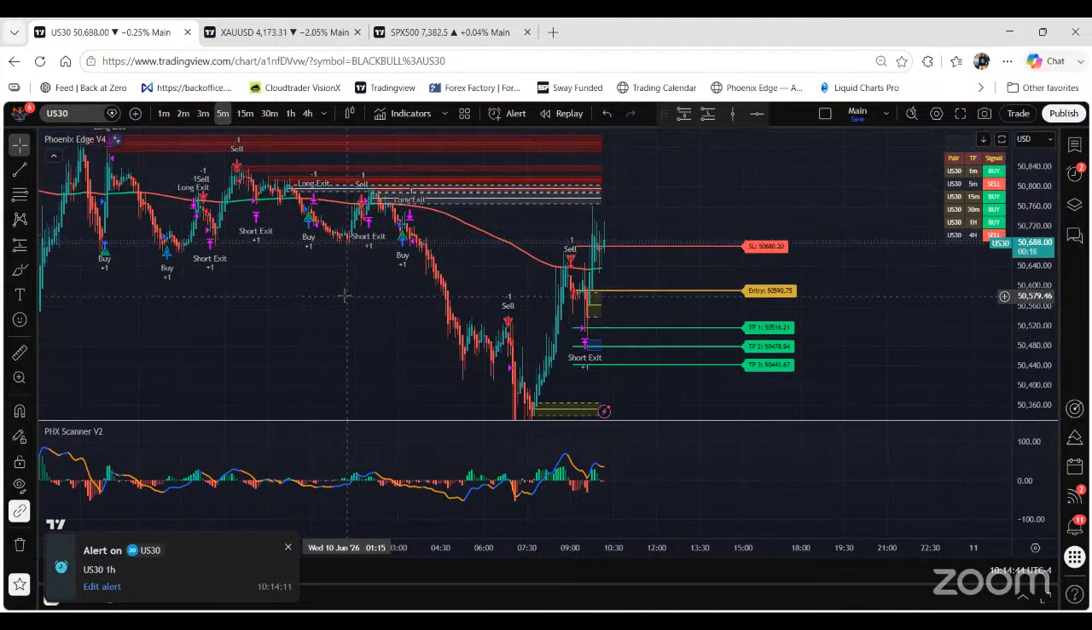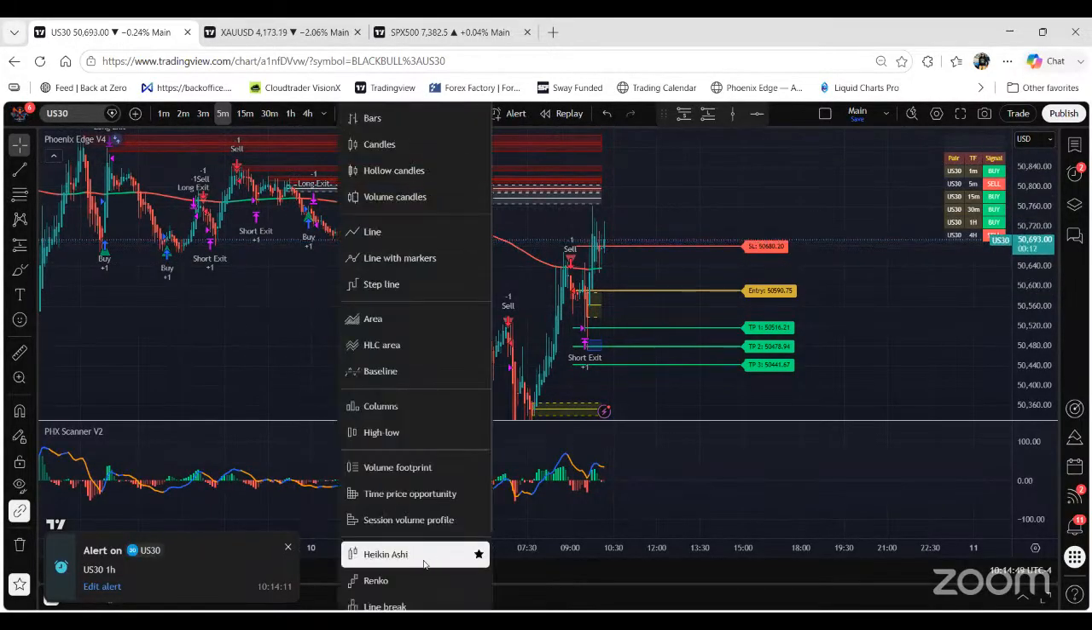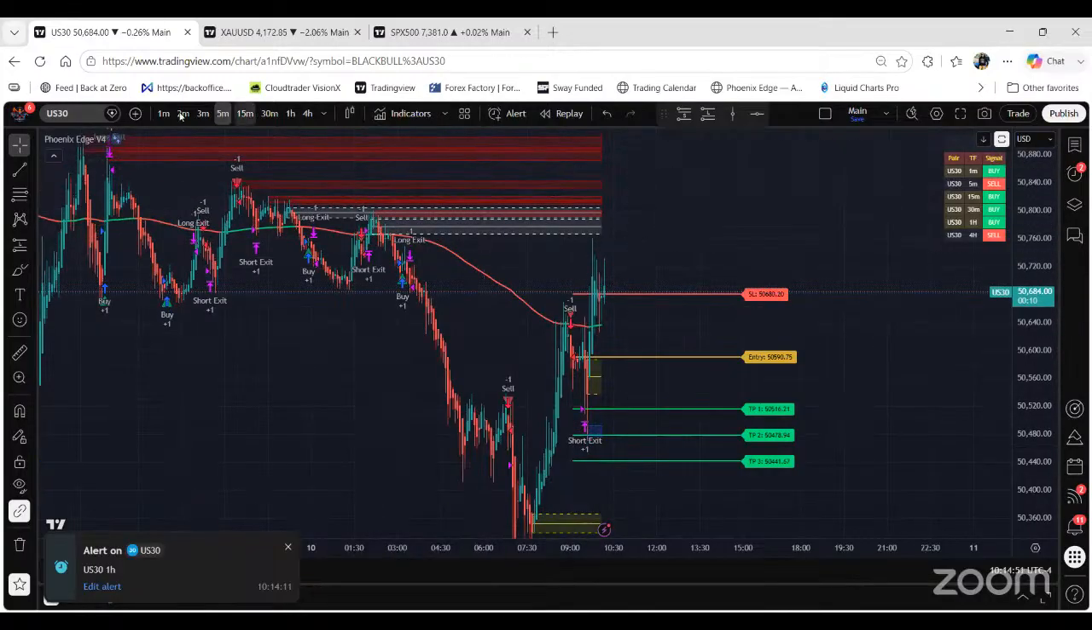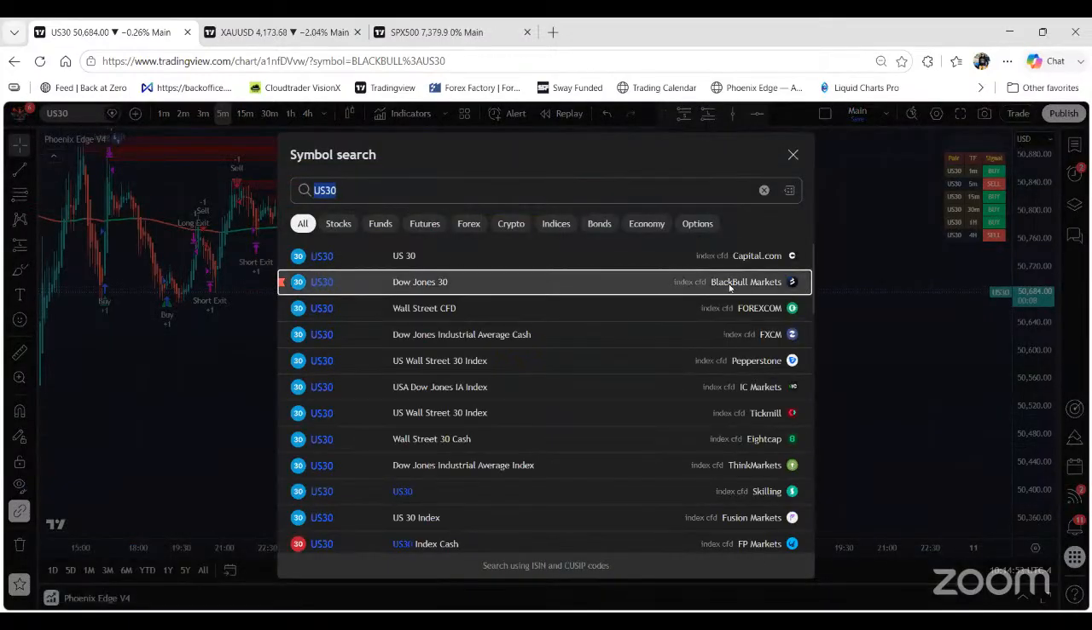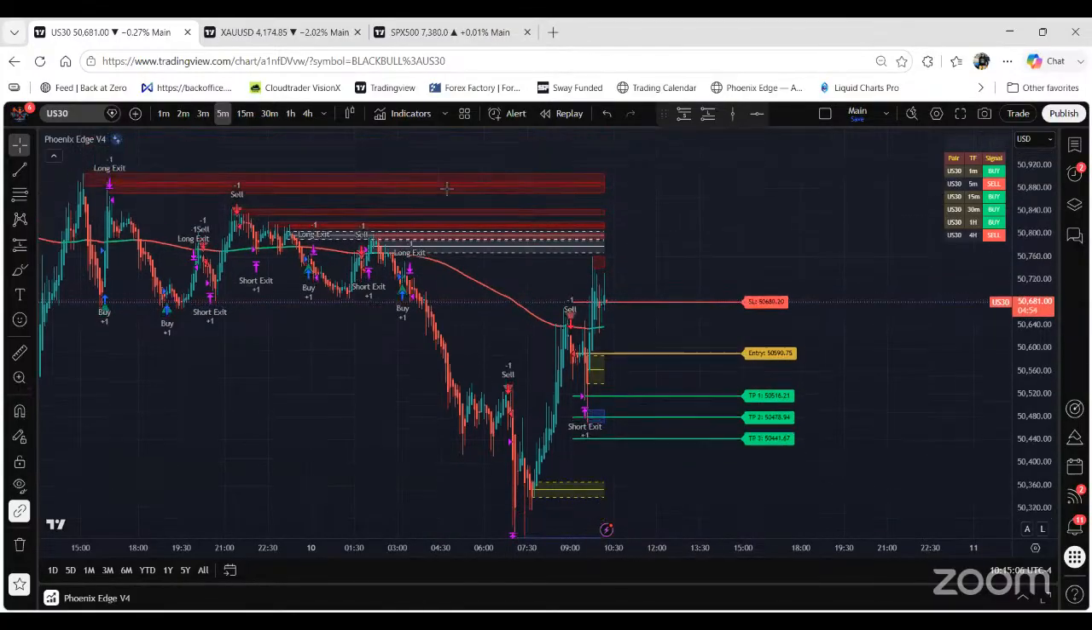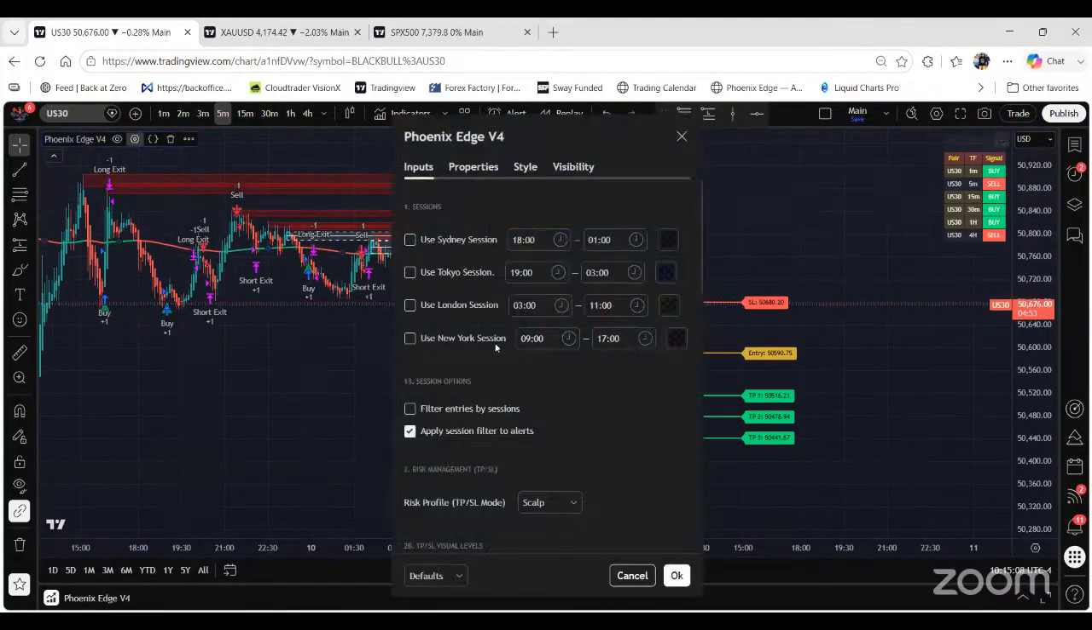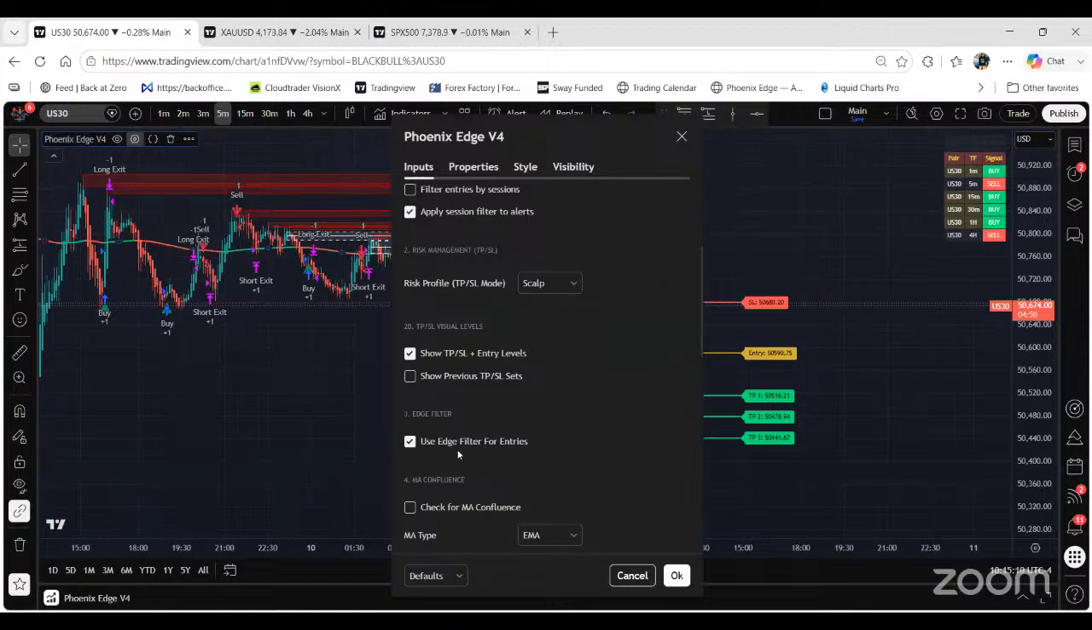All right, real quick. Yeah, I want to make sure everybody is one, on Heikin-Ashi candlesticks. Two, utilizing Blackbull Markets when you're trying to find an asset. So you want to go to US 30, go to Blackbull Markets. Gold, XAU USD, Blackbull Markets. And then you want to make sure that your edge filter is on.